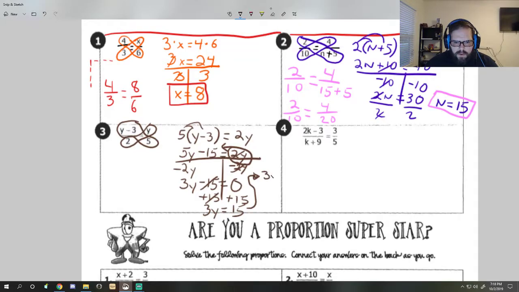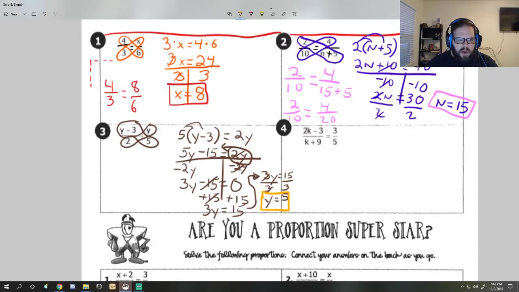So we have 3y equals 15. I divide by 3 on both sides to get rid of my 3 here. So I'm left with y equals 5. Now, did you get y equals 5? If not, we got to check our math. If you did, let's see if this actually does work.